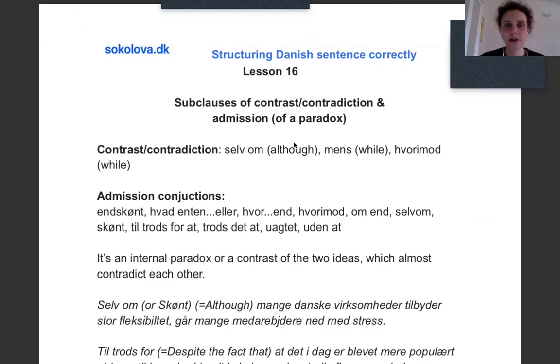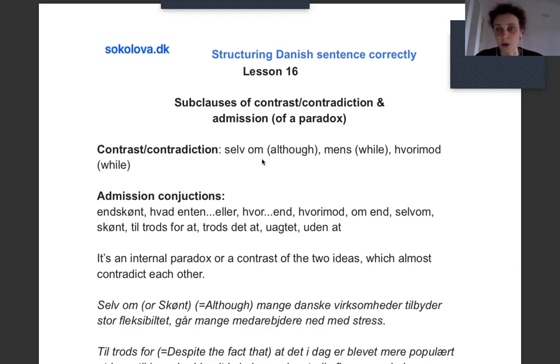In this lesson, you're going to learn how to express contrast, contradiction, or to assess contrarian notions, contrarian ideas. It's especially useful for your argumentation, for example, if you're writing prøvedansk 3 or studieprøven, but also in everyday speech if you want to say that there is a kind of paradox in what is going on. Like, although it's difficult to learn Danish, I'm still doing this because I have to, or I want to be fluent. So the contrast or contradiction subclauses are introduced by conjunctions.